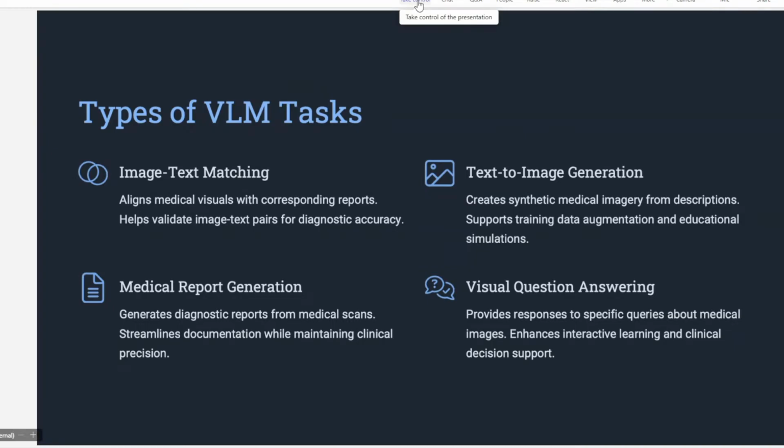First and foremost is image text matching, which is used for retrieval and classification kind of tasks. Second is text to image generation, where we synthesize realistic medical images from textual descriptions. This is useful for synthetic data generation. Third, we have report generation, where we generate diagnostic reports directly from an image. And fourth is visual question answering, so answering structured or natural language questions based on an input image. And each of these is supported by various VLM architectures.